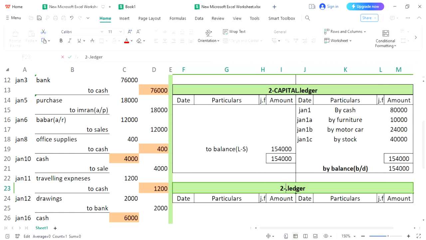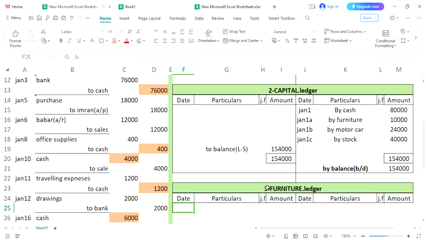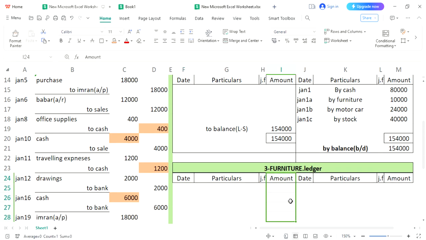If this question is present in your paper, you will have to be very active, very cool, very calm, and very focused. The next ledger we are going to make is furniture, as we have already selected the title, and secondly we will change the number as well. This is your third ledger. Alright, now let's focus on where furniture would be present. We will select that entry.